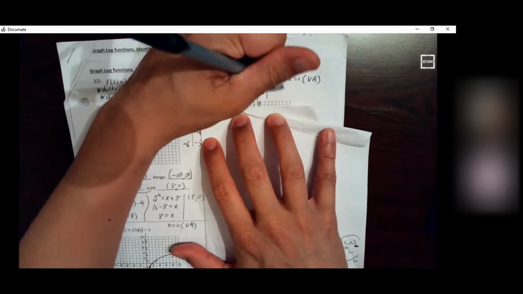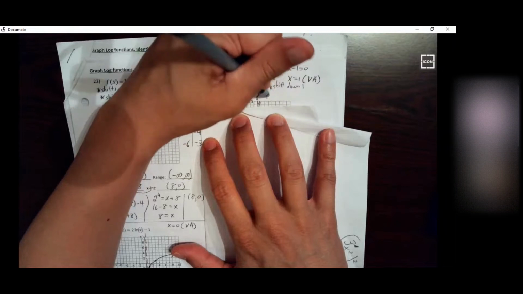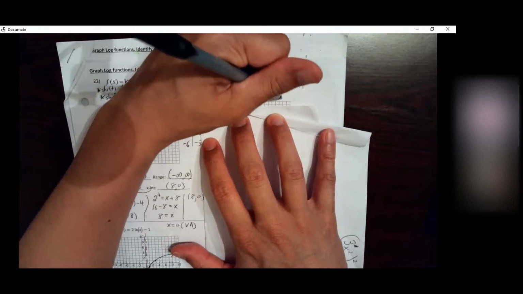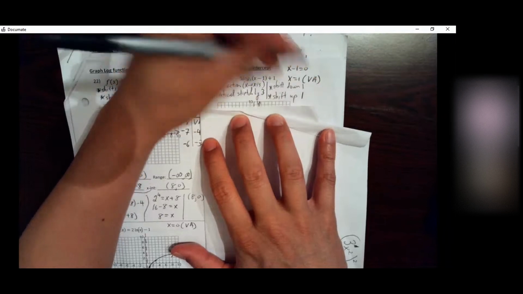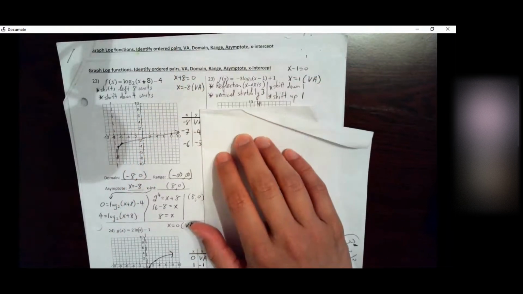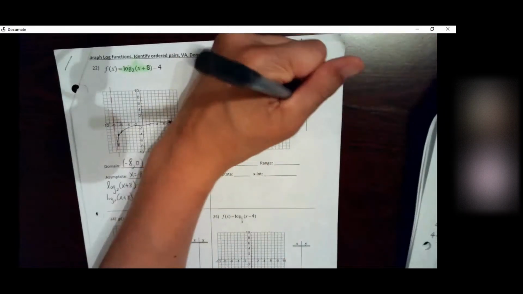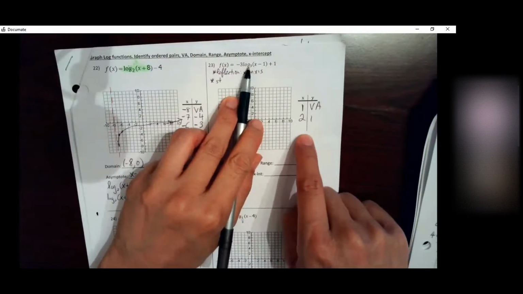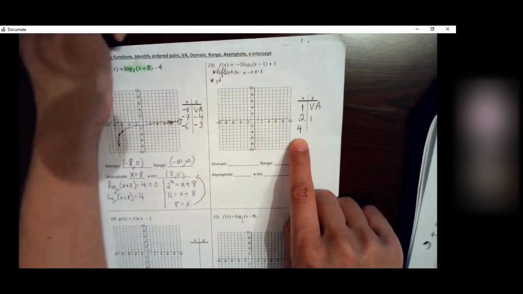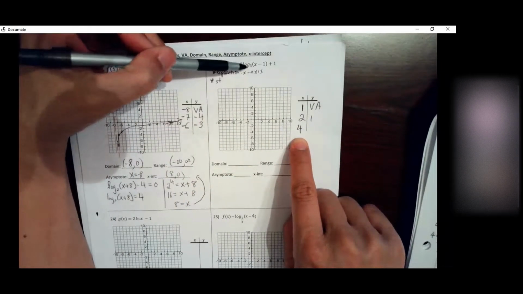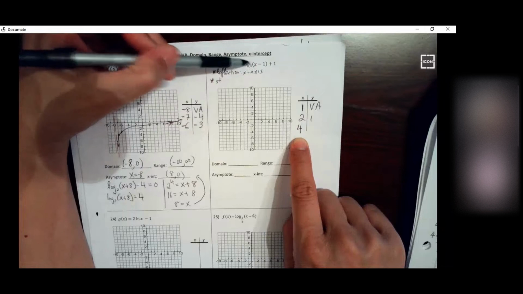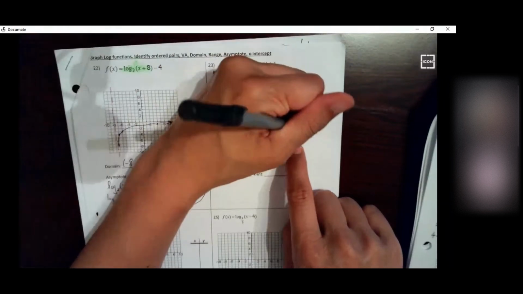So when x is equal to 2, y is equal to 1. And when x is equal to 4, y is equal to 2. Yeah, log base 3 of 3 is 1. 1 times -3 is -3. -3 plus 1 is -2.